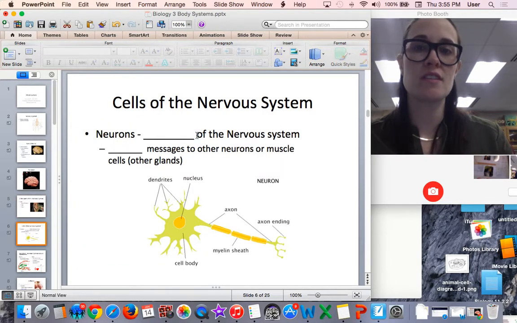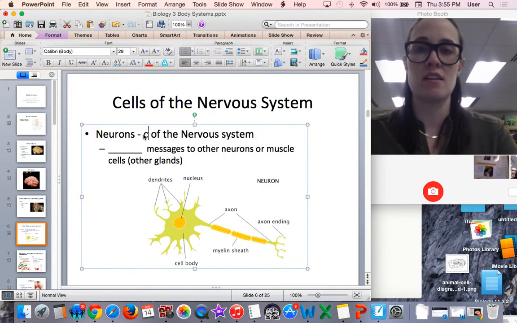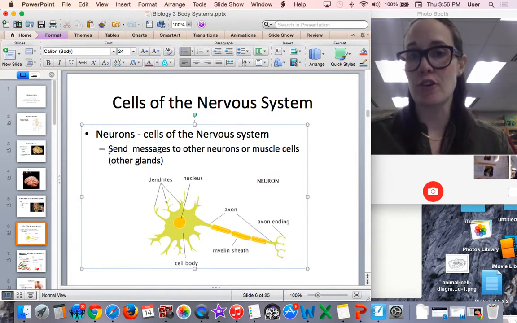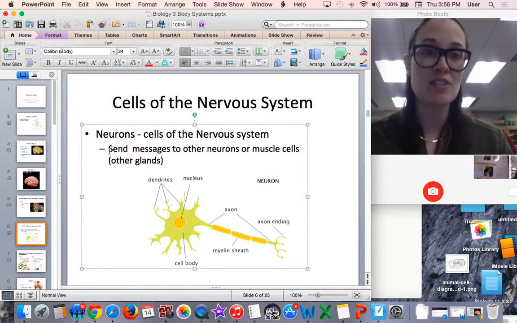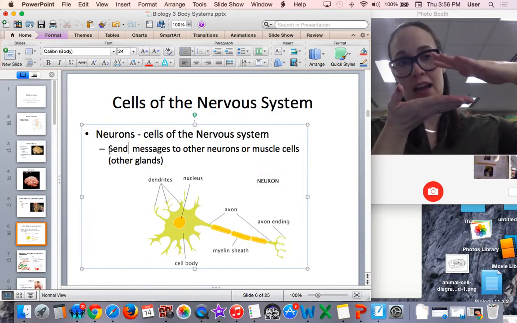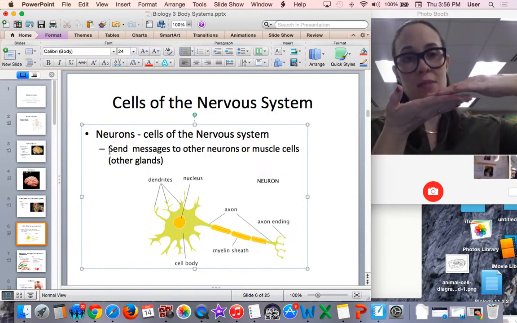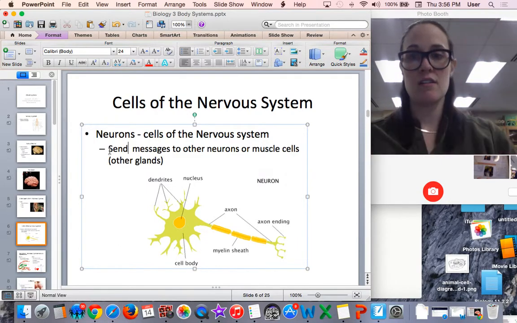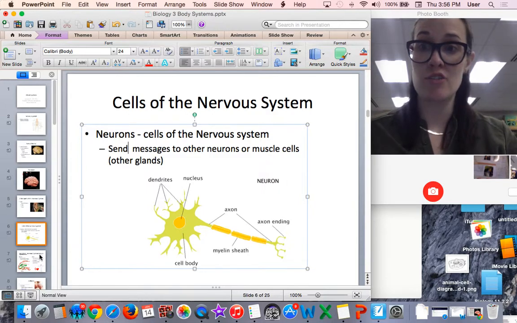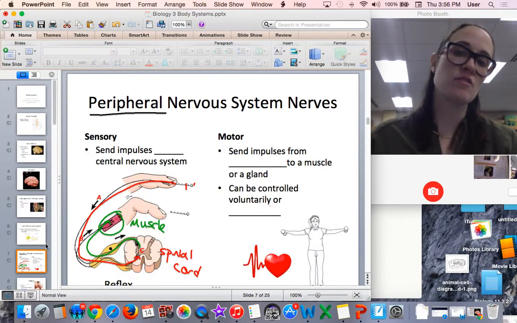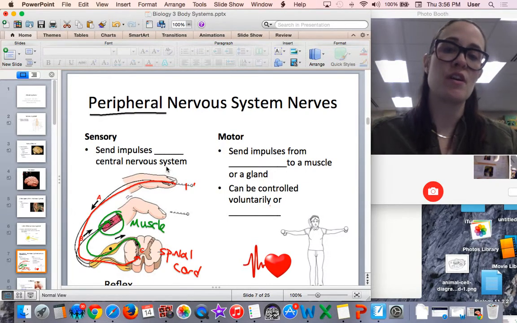The cells of the nervous system are called neurons. Neurons are the cells of the nervous system. They send messages to other neurons or even muscle cells or glands. So when you put your finger on something that's hot accidentally, there's going to be neurons communicating with each other to tell your muscles to lift up in your hand so you don't permanently injure yourself or hurt yourself even worse. So neurons. Okay, so this next image shows the peripheral nervous system nerves.